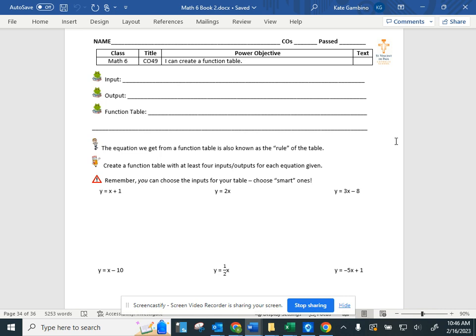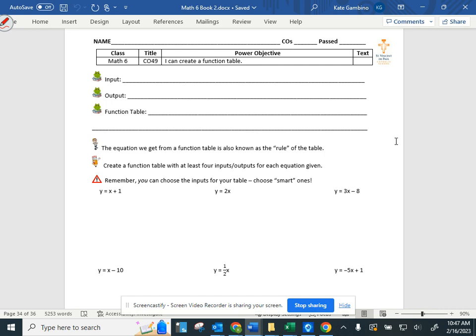So we've been working with our XY coordinate pairs and graphing them and finding the slope. Now we're going to learn about the function table and how we use that function table to work with those graphs. So today it's going to be just focused on the function table part. So when we have a function table, we have certain parts to it.